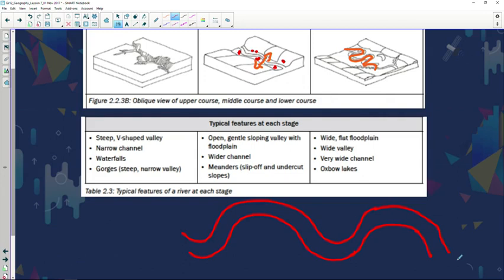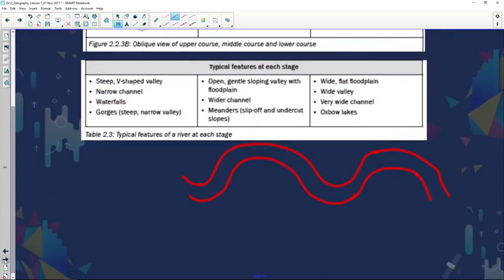And as you can see over there in the lower course, the riverbed is extremely wide, with an extensive area of floodplain. And oxbow lakes formation takes place over there.